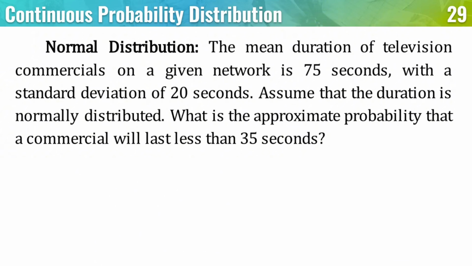The mean duration of television commercials on a given network is 75 seconds, with a standard deviation of 20 seconds. Assume that the duration is normally distributed. What is the approximate probability that a commercial will last less than 35 seconds? So for this one, we have the condition: last less than 35 seconds.